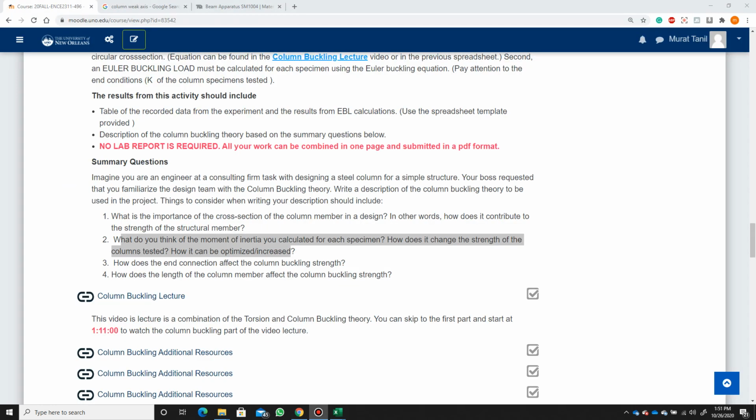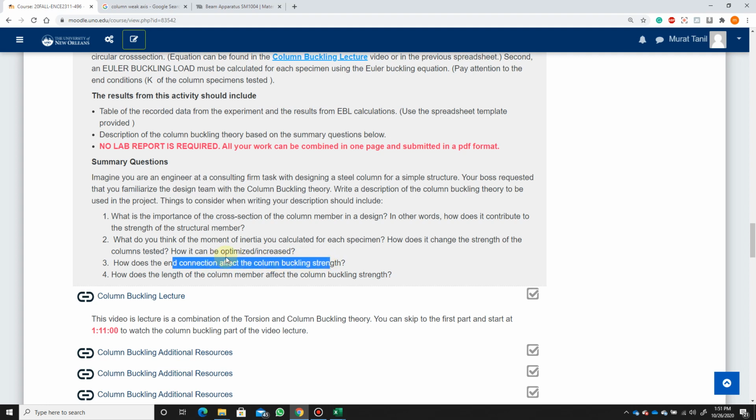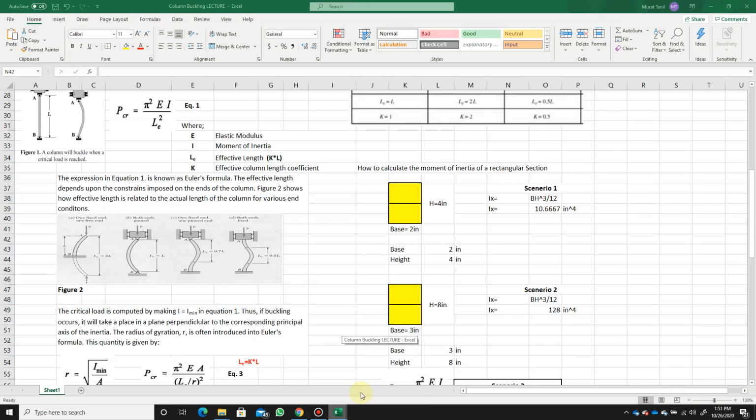So by now we know that an increase in moment of inertia will result in an increase in the column buckling strength. On the third question, we are looking for an answer on the end connections. So how does the end connection affect the column buckling strength? Let's look at these tables again.